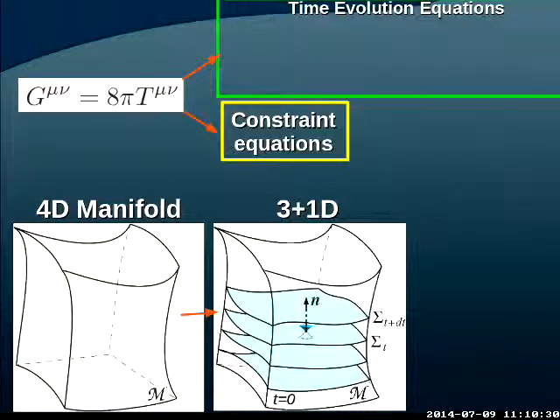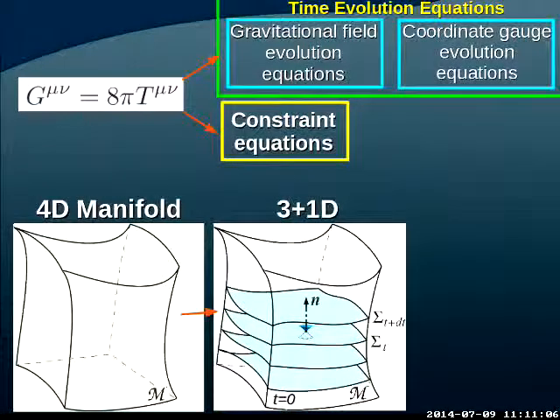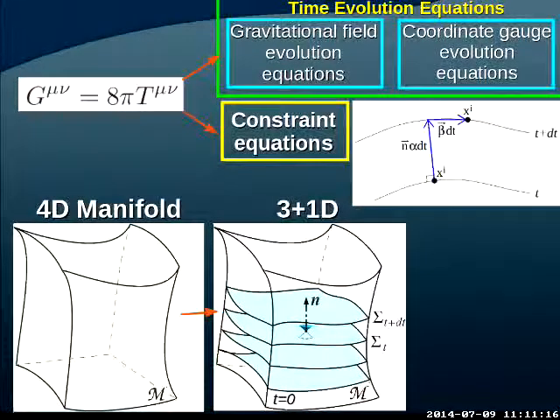Now, in most numerical relativity formulations of Einstein's equations, we need only specify data on the initial three-dimensional spatial hypersurface at time t equals 0. Then to construct the next spatial hypersurface, we simply evaluate the time evolution equations, and we repeat this cycle as we build the space-time one hypersurface at a time. Now, the time evolution equations can be split into two categories. First, gravitational field evolution equations, which govern the physical description of the space-time. And second, coupled to this, is the set of coordinate gauge evolution equations, which describe the coordinate dynamics in our four-dimensional manifold.